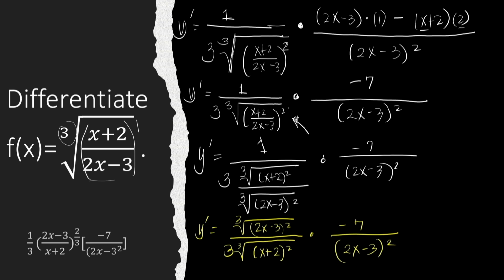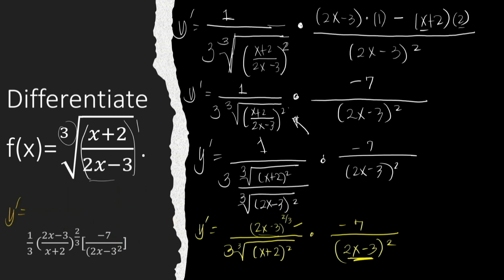Okay? Napansin nyo itong 2x minus 3 dito, pareho sila ng base, di ba? So we can turn this into a fraction, 2/3. So now it looks like 2x minus 3 raised to 2/3 over 2x minus 3 raised to 2. When dividing with rational exponents, we subtract the exponents. So it becomes 2/3 minus 2, which is 2/3 minus 6 over 3, so it becomes negative 4 over 3. Okay?